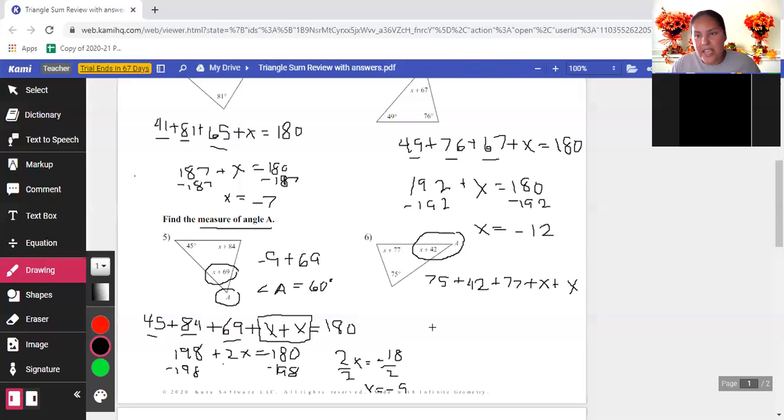The same thing, just add up your like terms. You have 75, 42, and 77. So go ahead and add those up and let me know what you get. 194. 194, good. And you have your 2 x's, which we know from the last one is 2x. Go ahead and write 2x when you add those. Equals your 180.